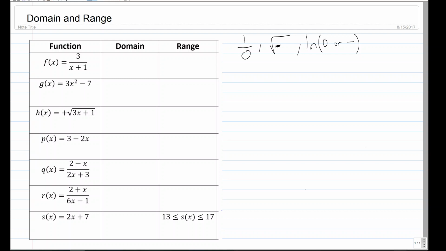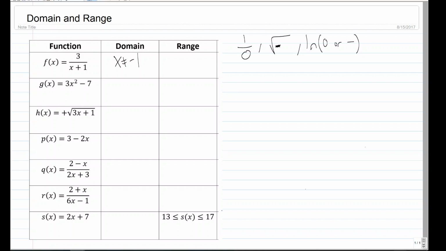Alright, so the domain of our first one. Well, we have a fraction, so we're going to have a 1 over 0 case, and the value that we cannot plug in for x, because it will make a 0 on the bottom of our fraction, is where x plus 1 equals 0, which is at negative 1. So all we say is x is not equal to negative 1.